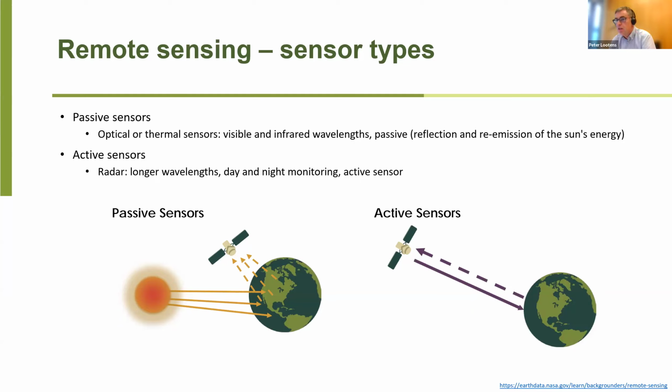The active sensors, on the other hand, emit their own light or energy using longer wavelengths than those used by the sun. The active sensors are, for example, radars or lidars, and they can be used during the day, but also during the night. They can also see through clouds, for example, while with passive sensors this is not possible. I will continue to talk about passive sensors here.